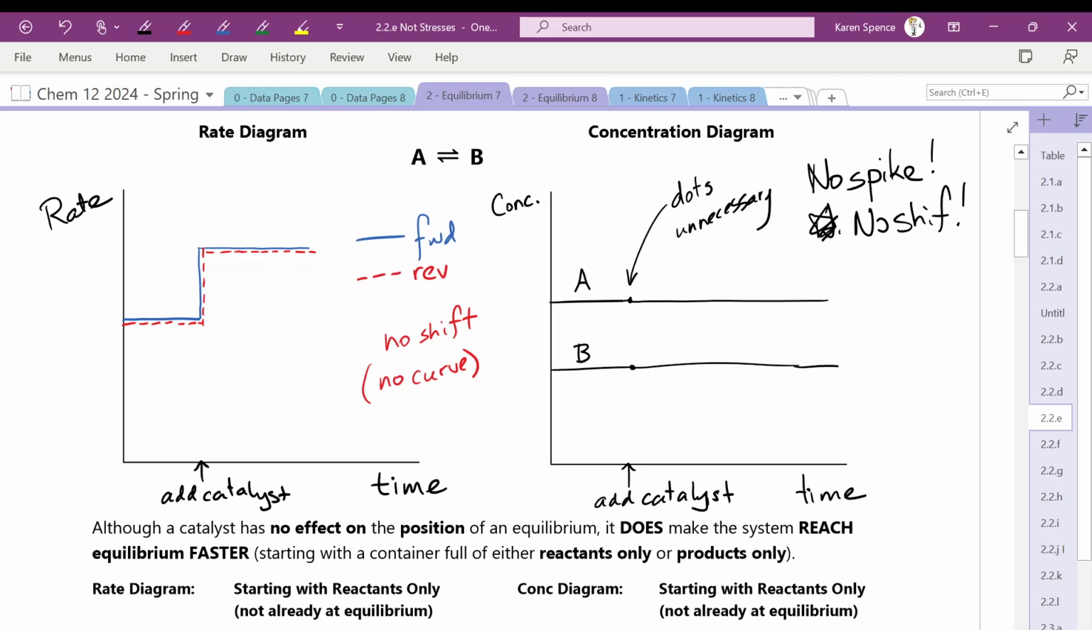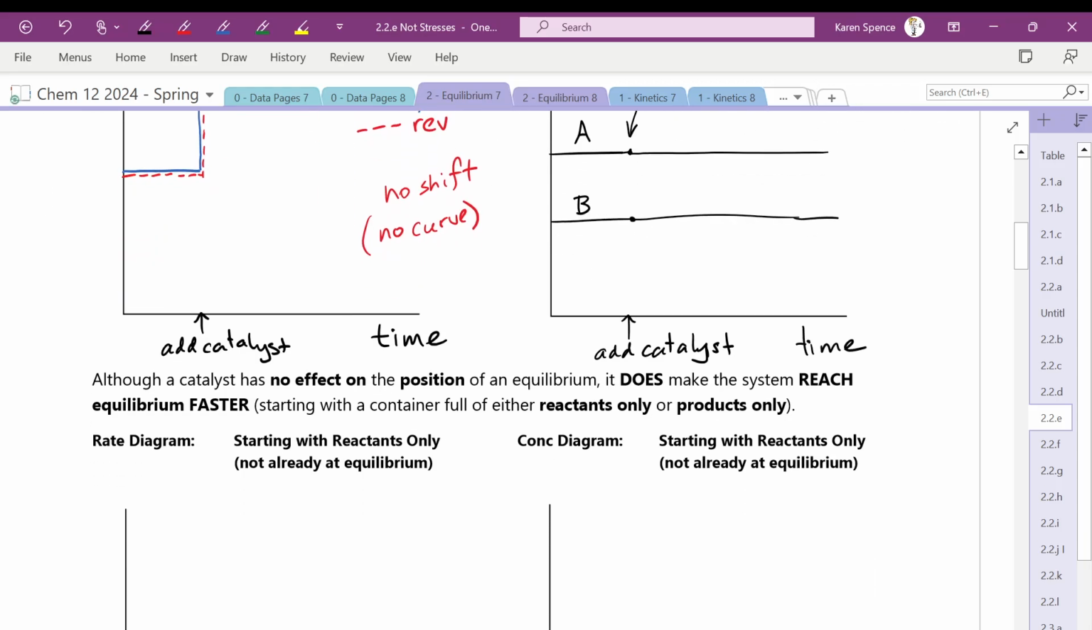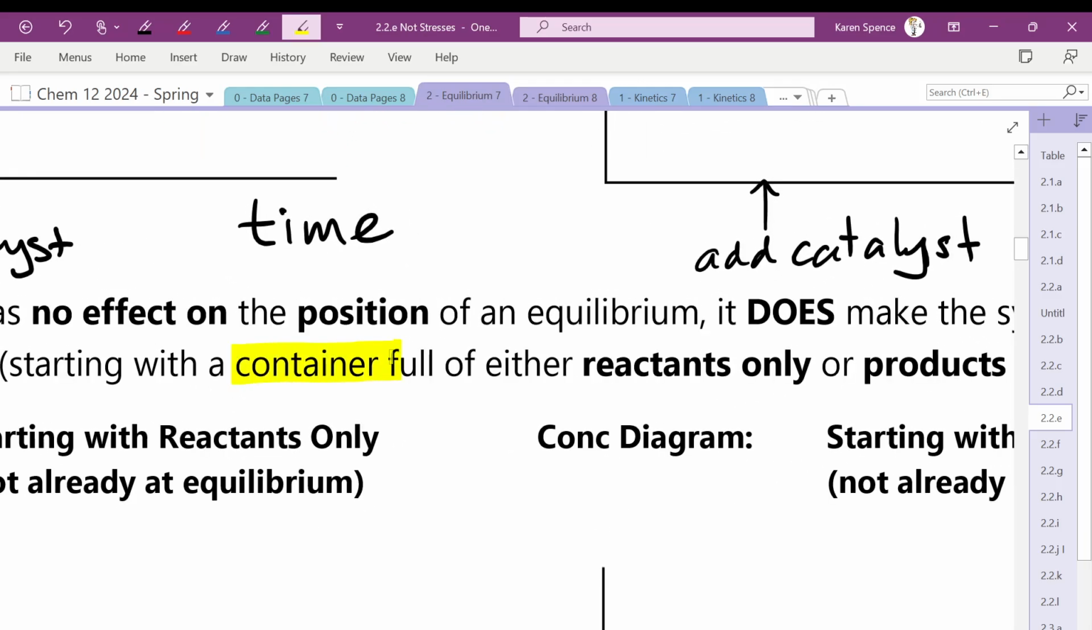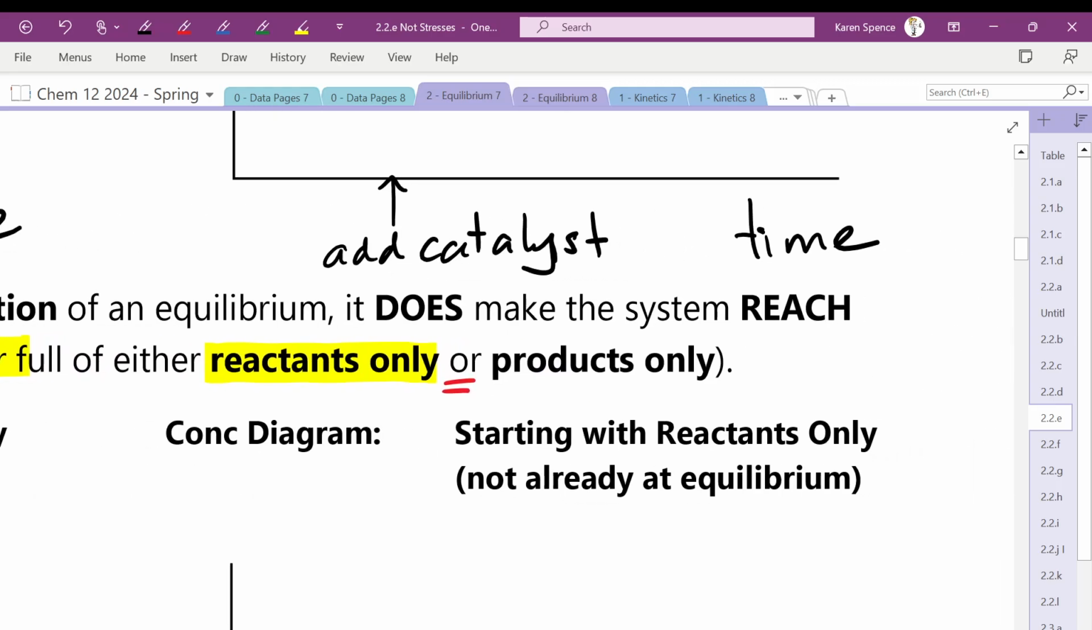Okay, now we are going to talk about, although a catalyst has no effect on the position of an equilibrium, which means we don't have more reactants, we don't have more products, it doesn't shift, it does mean that if we are not at equilibrium, we will reach equilibrium faster, okay? So let's say we have a container and it either contains reactants only or it contains products only.